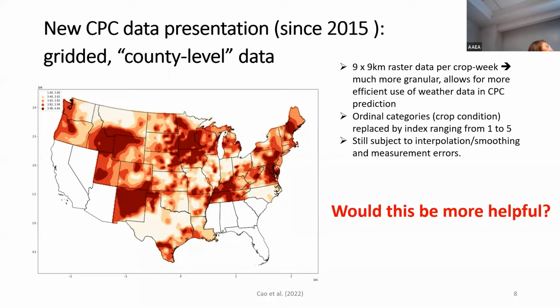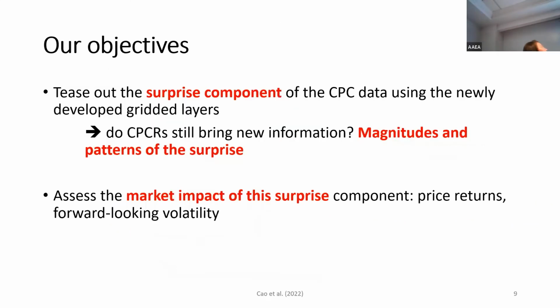And ask the question, would this be more helpful? I think it's a very nice question to ask, because if the USDA invested a lot of money to develop this data set, certainly they want to know if it's helpful to some extent or not. So our objective is, with this data set, to tease out a surprise component of the crop condition data using this gridded layer.